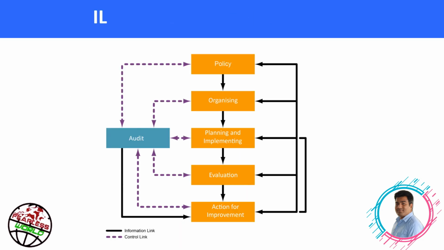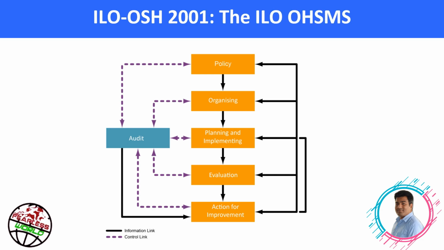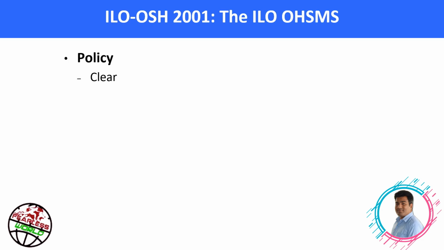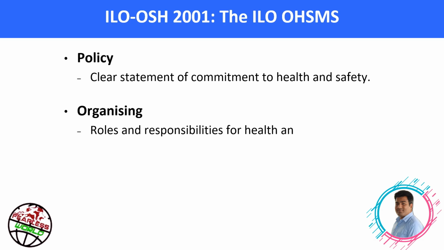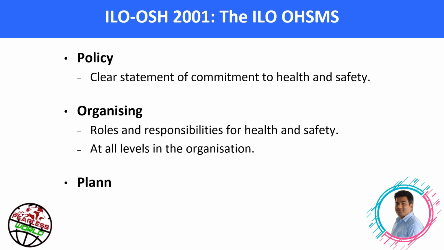Let's look at the ILO Safety Management System diagram. Let's look in detail. Policy: a clear statement of commitment to health and safety. Organizing: roles and responsibilities for health and safety at all levels in the organization.